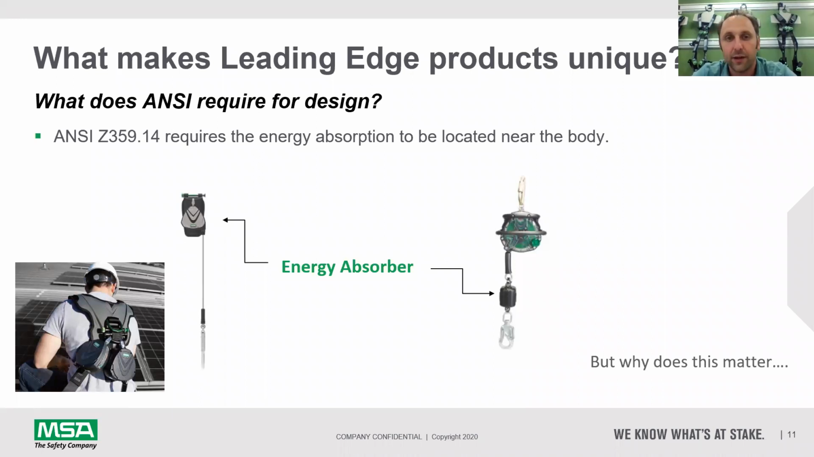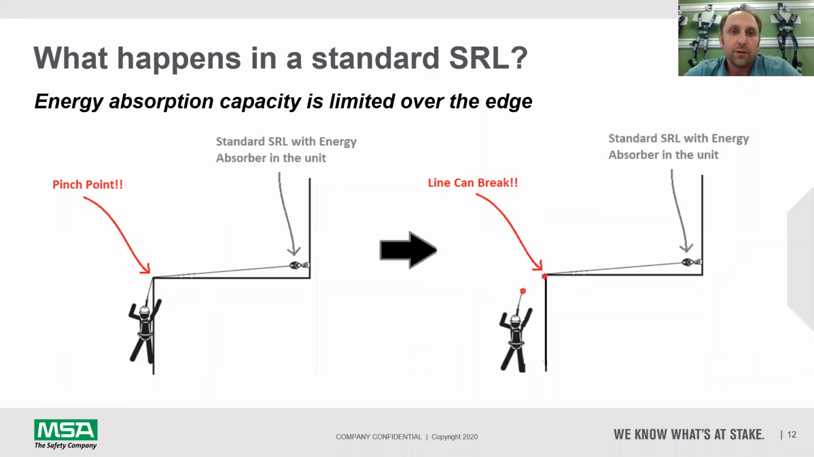But why does this matter? What's going on here? Well, energy absorption capacity is limited over an edge. Let's work left to right again. In the image on the left, this is a standard SRL with the energy absorption element inside the unit. In this case, you can see they don't have it anchored overhead, they have it down at foot level. In this scenario, the end user has fallen over the side, and when that line, that cable, that web, that rope, whatever it is, goes over the edge, what we're finding through the physics of it is that you create a pinch point. That material typically grabs and bites at the edge.